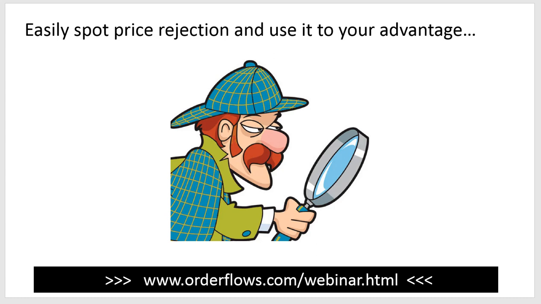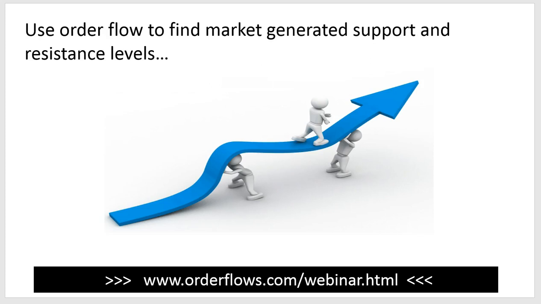Again, people don't understand why moves stop, right? It's because you see price rejection. People say, well, you've hit resistance. Well, sometimes you hit price rejection too. Markets reject prices as either being too high or too low.